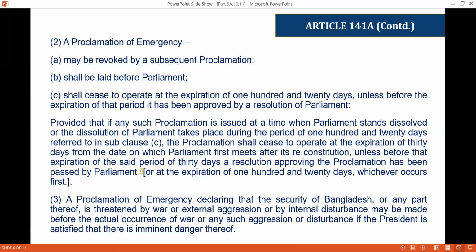If a proclamation is made when the Parliament stands dissolved, or has been dissolved during this 120-day time frame, such proclamation shall cease to operate within 30 days of the reconstitution of the Parliament, unless approved earlier by the Parliament.